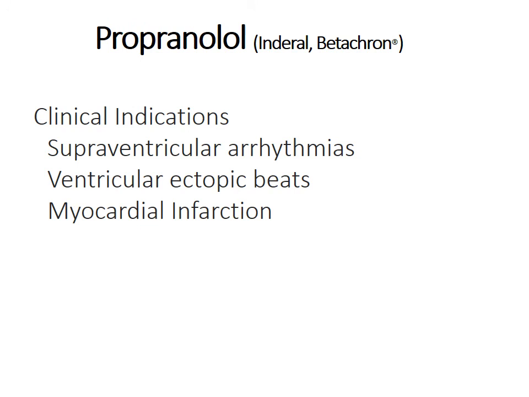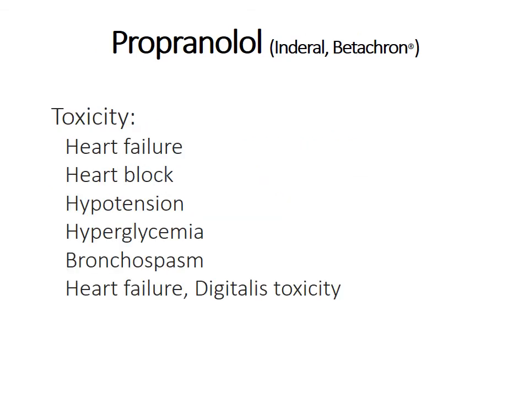So we can see it being used for supraventricular arrhythmias, if you're having ventricular ectopic beats, and also in the case of myocardial infarction, where we talked about it being useful, especially for some of the mortality benefits you can see. Certainly worsening heart failure could be an issue here with our beta blockers. You can see heart block, hypotension, hyperglycemia, bronchospasm. We talked about all of these previously, so the same toxicities are going to apply here as well.